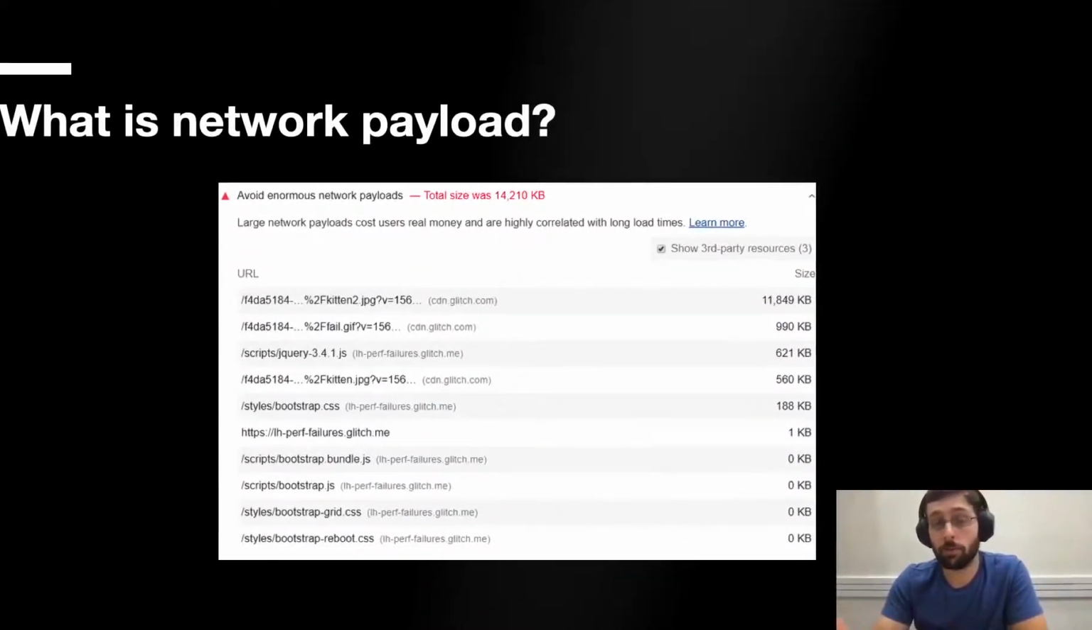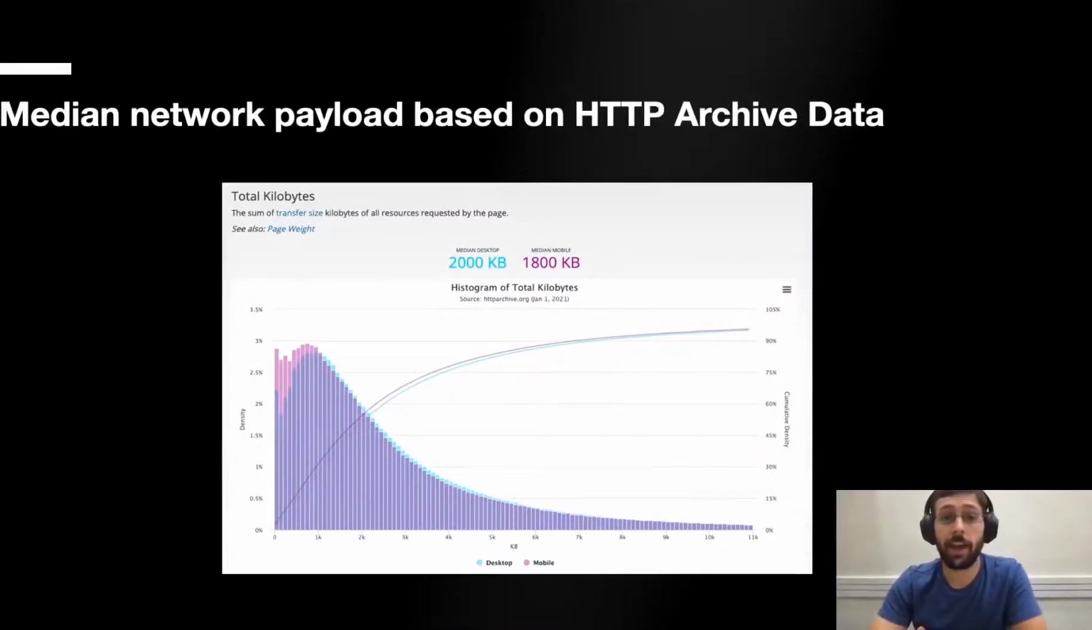So what is the network payload? Well, basically, it is everything that the user has to download to have the page interactive. This can be JavaScript and CSS files, images, videos, etc. Based on the HTTP Archive data, the median network payload is between 1.7 and 1.9 megabytes. Lighthouse flags pages whose total network requests exceed 5 megabytes, 5,000 kilobytes, right? In a moment, we will check the best way to improve this problem.